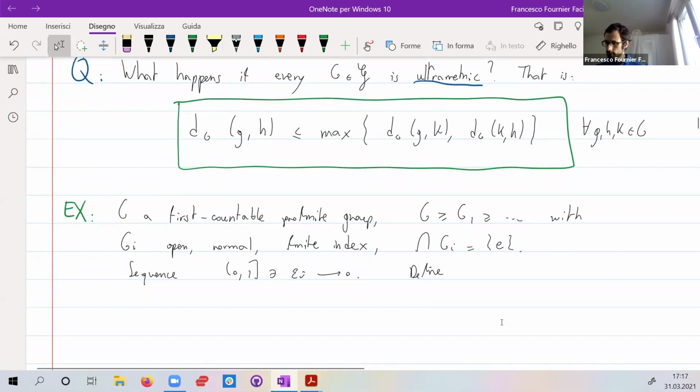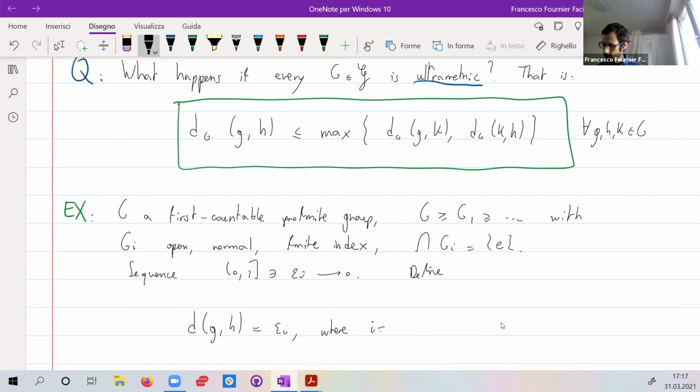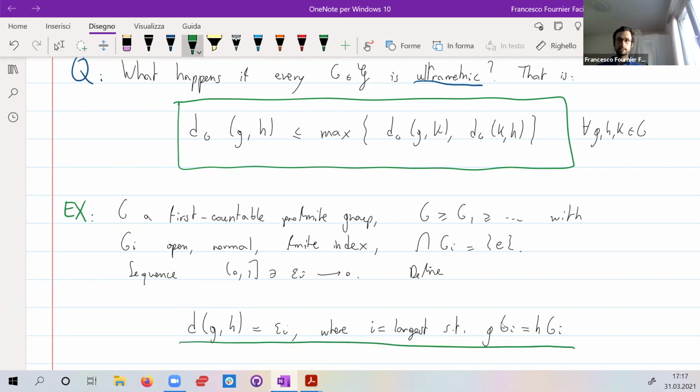And then you define a distance as follows. You say that the distance between G and H is epsilon I, where I is the largest integer such that the images of G and H in these finite quotients coincide. So G is the inverse limit of the finite groups G mod Gi, and you say that two elements are close if they coincide on a large finite quotient. And the fact that this sequence of Gi goes down to the identity tells you that this is actually a distance, and you can check that it is an ultrametric.